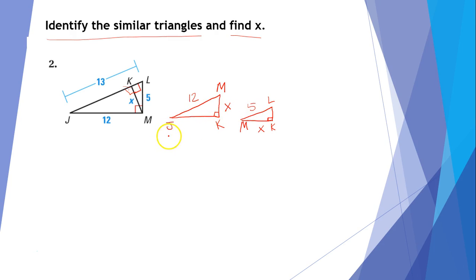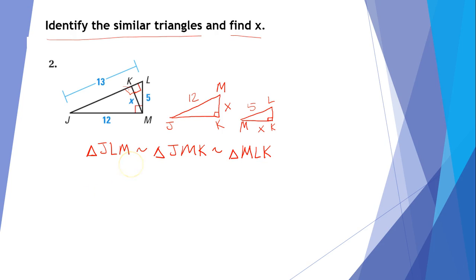Okay. Now, let's identify the similar triangles by stating their names. So triangle, let's say JLM. That's going to be similar to JMK. JMK, and then that is similar to MLK. Okay, there's our similarity statement that we want.